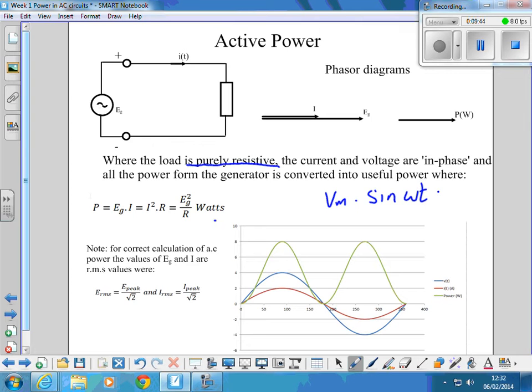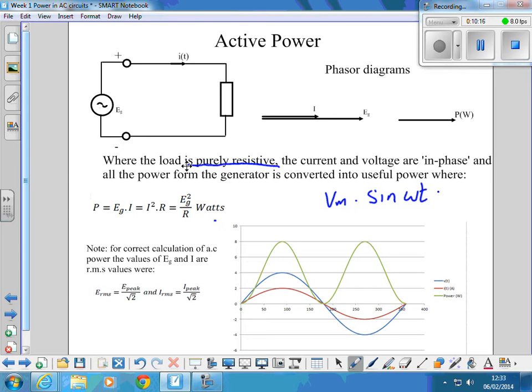It is only root 2 for a perfect sine wave. If the waveform was a different shape, it wouldn't be E peak over root 2. It would be a different formula for that, okay? And the RMS current is the peak current over root 2 as well. So if you've got an RMS value, you multiply by root 2 to find out what the peak is.